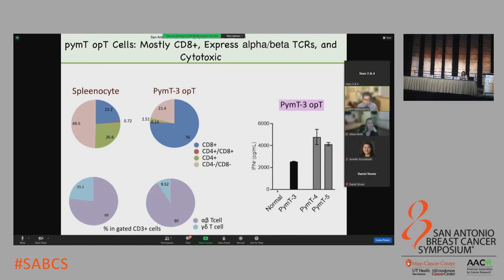The second point is that the same OPT cells did not have any interferon gamma response to normal mammary epithelial cells from the same mice, suggesting that whatever they are seeing is actually present in the tumor epithelium and not in the normal epithelium.